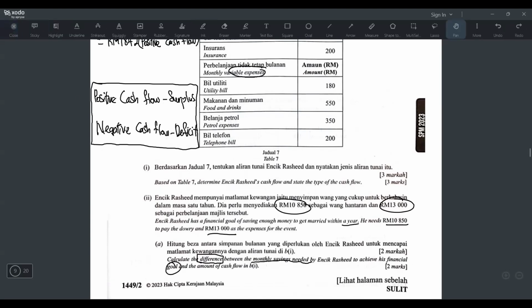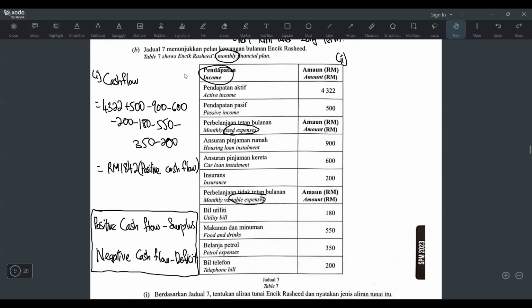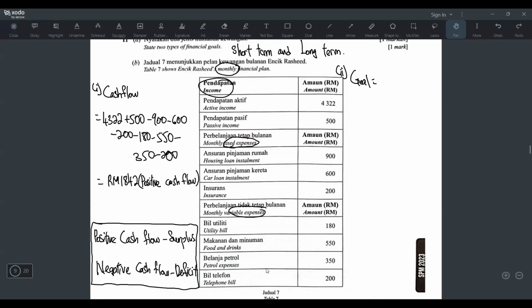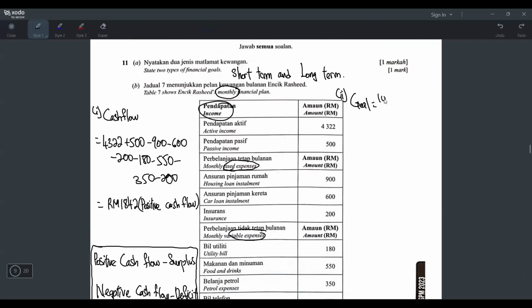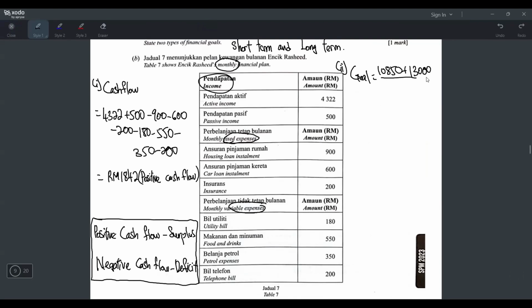Okay, so what is the goal? Let's find out the goal first. Okay, dia nak save berapa? 10850 and 13,000. But this one is for one year, right? So 10850 plus with 13K. And later you have to find the difference in 1 month. Monthly savings needed. So you have to divide 12. Okay. So tekan ini dapatlah jawapan.